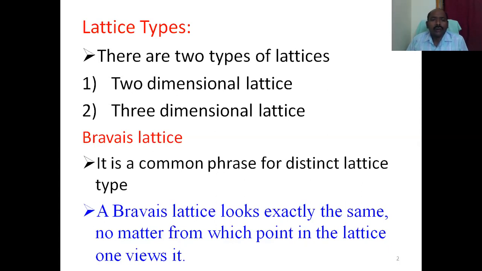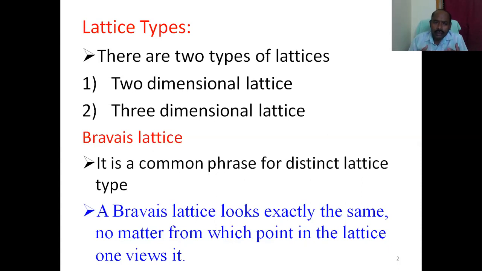Now Bravais lattice, it is a common phrase for distinct lattice type. That means a particular lattice type, or we can say a unit cell. By repetition of that unit cell or that particular lattice in three directions along the basis vectors, it should fill the entire space or entire plane. Similarly, the distinct lattice.